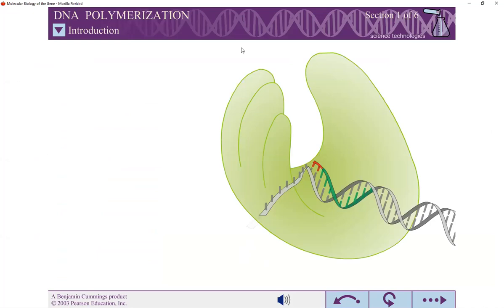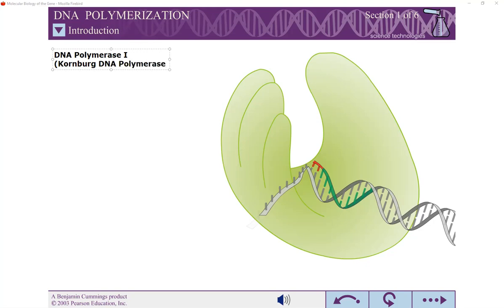In order for the genetic information to be effectively passed from one generation to the other, it has to be copied. That copying is performed with the help of an enzyme called DNA polymerase. The DNA polymerase that we are going to talk about here is DNA polymerase 1, which is also referred to as the Kornberg DNA polymerase.